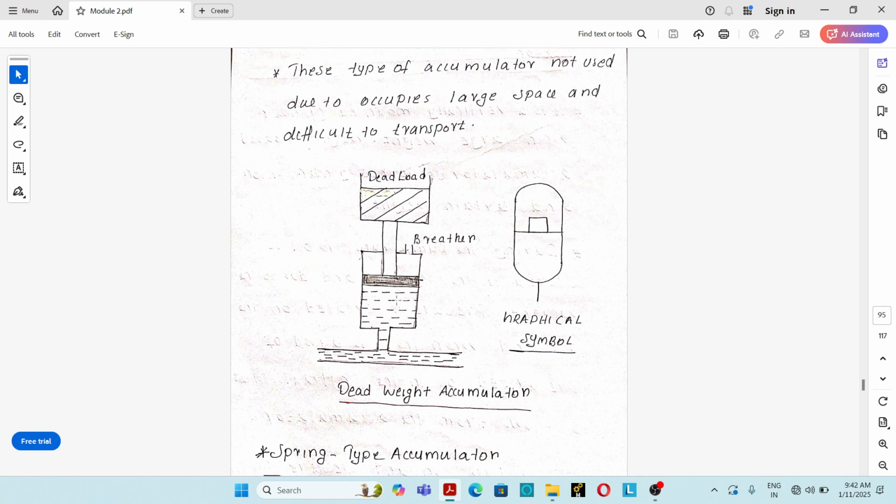Whenever the energy is required, the dead weight moves downward due to gravitational force, and the piston exerts pressure on the hydraulic oil, and the hydraulic oil pressure energy is increased. So this is the graphical symbol of the dead weight accumulator.